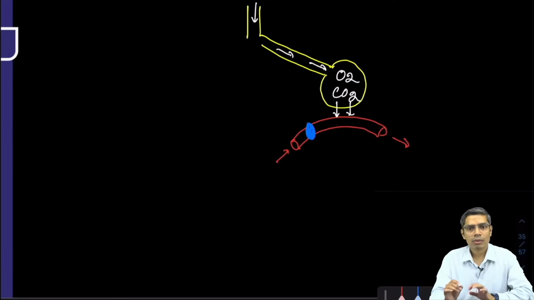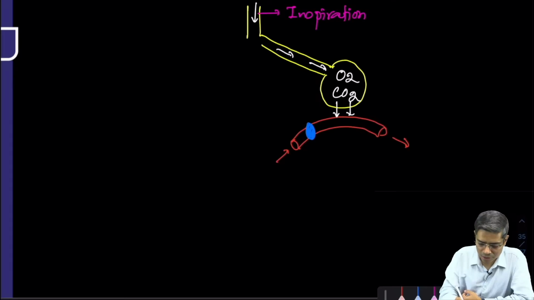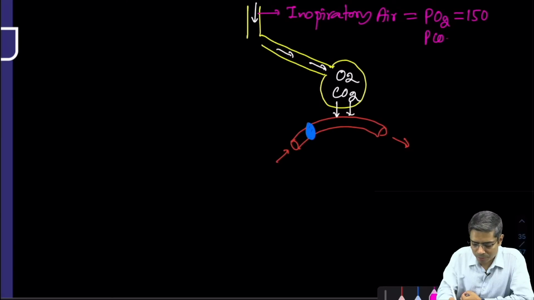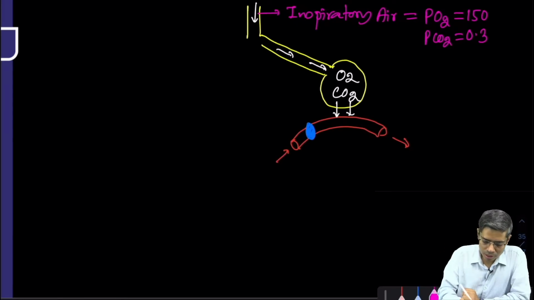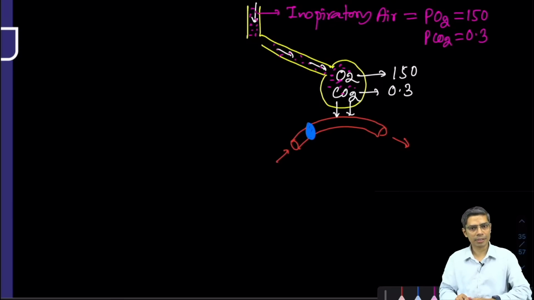So, what is the partial pressure of oxygen which is coming through this inspiratory air? You have to think of the partial pressure of oxygen at the level of this inspiratory air. Please remember, in inspiratory air the partial pressure of oxygen is approximately 149 to 150 millimeter of mercury, and the partial pressure of carbon dioxide is approximately 0.3 millimeter of mercury. Whatever partial pressures of oxygen and carbon dioxide are here, the same air is going to reach the alveoli, so the alveolar partial pressure of oxygen will be similar, 150 millimeter of mercury, and the alveolar partial pressure of carbon dioxide will be 0.3 millimeter of mercury.